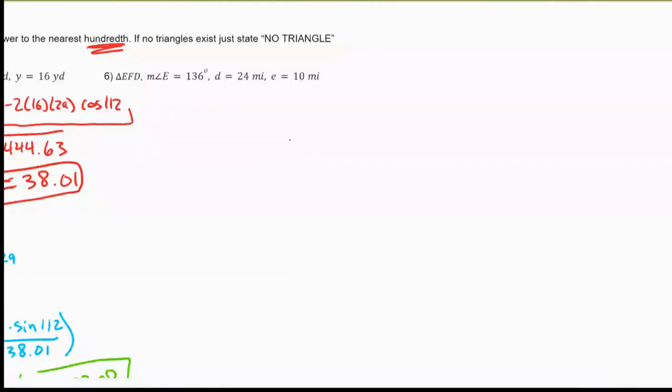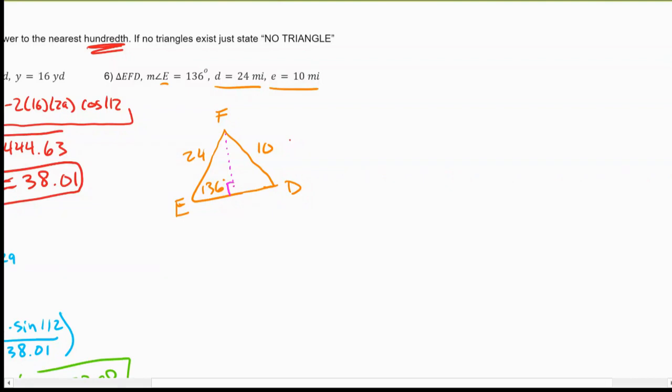For the second one, triangle EFD, I'm going to go ahead and draw angle E is 136. This is not to scale. The opposite side is 10 because this is E and E is 10. And then side D is 24. So I'm going to always put the adjacent side on top here because now I see that this is a side-side-angle. And so I have to do a height test. I have to check to see how many triangles this creates.